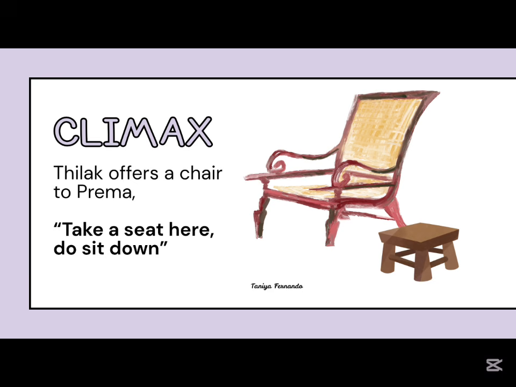So the climax to this symbolism happens when Tilak walks in and draws out a tall, high-backed chair and tells her, "Take a seat here, do sit down." And the high chair serves as a symbol of equality, dignity, and respect. So by offering her this chair, Tilak breaks the unfair social rules of the caste system. So that's all about symbolism.